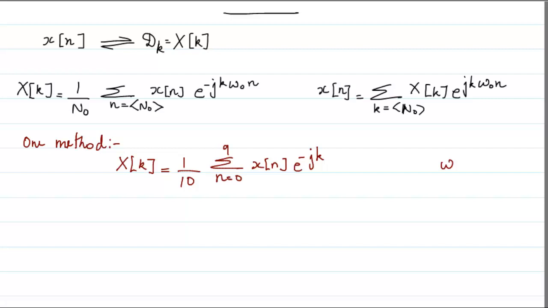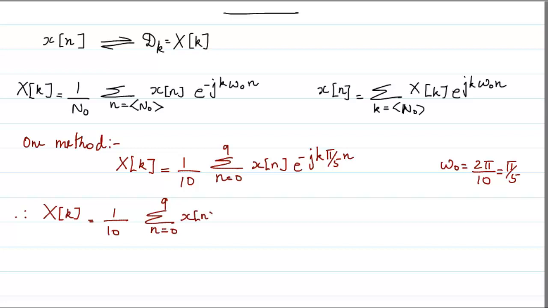What is omega naught? Omega naught is equal to 2 pi divided by n naught, which is 10, which is equal to pi by 5. So I can write k pi by 5 into n. Therefore I can write x of k is equal to 1 by 10 summation n is equal to 0 to 9 x of n.